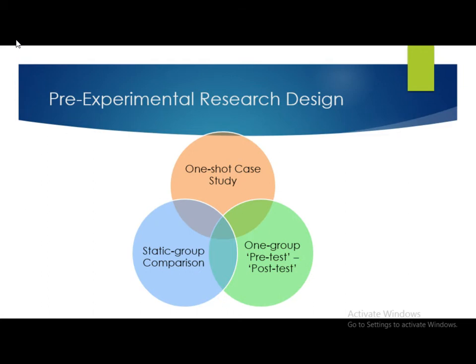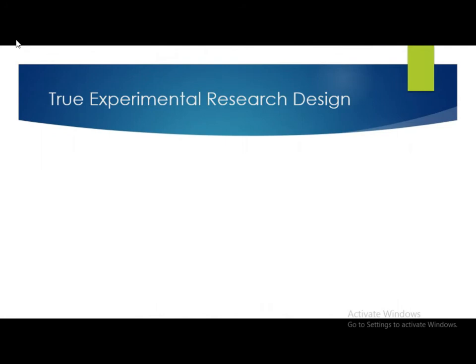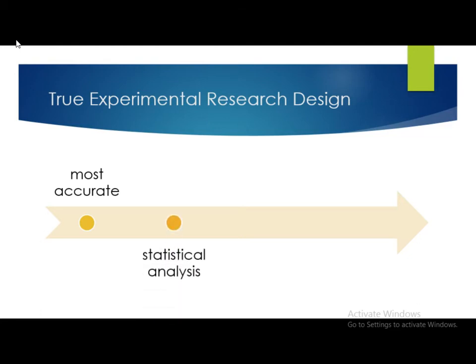Now we will move towards true experimental research design. True experimental research design is the most accurate form of experimental research design, as it relies on various statistical analysis to prove or disprove the hypothesis. It is the only type of experimental design that can establish a cause-effect relationship within a group or groups.